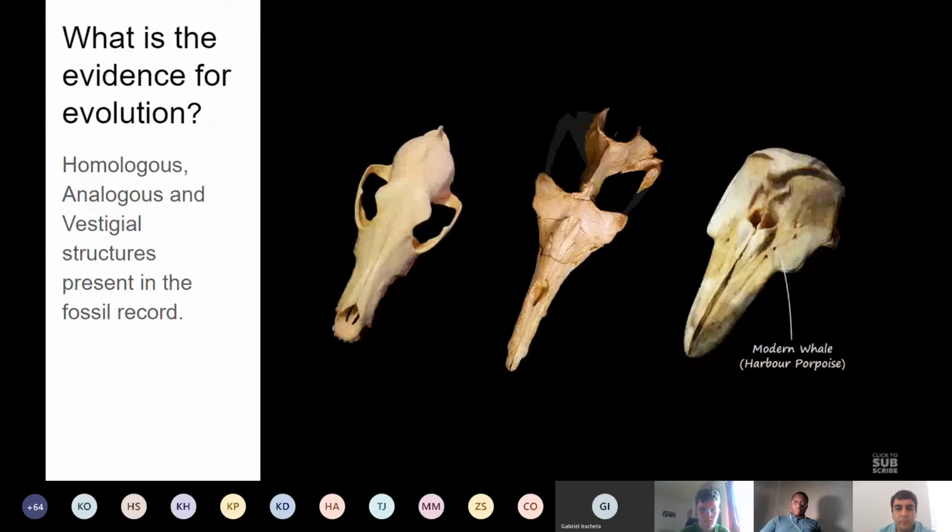Notice that the nasal opening is not on the top of the head like those of modern whales, and not at the end of the snout like those of land mammals. Instead, it's right in the middle. This is an intermediate species, exactly what evolution tells us.